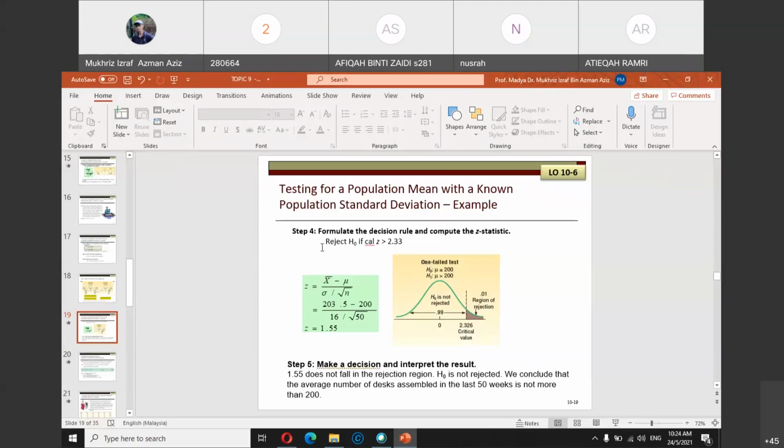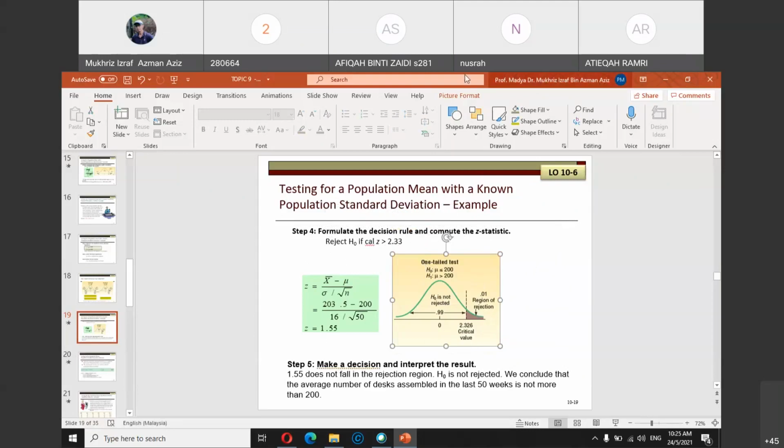Okay, so in your solutions for any question related to hypothesis testing, you need to answer according to step 1, step 2, step 3 as you see in the slides. So in step number 3, the decision will be reject H null if calculated Z is more than 2.33. Then you perform the calculation, and do not forget this diagram as well.